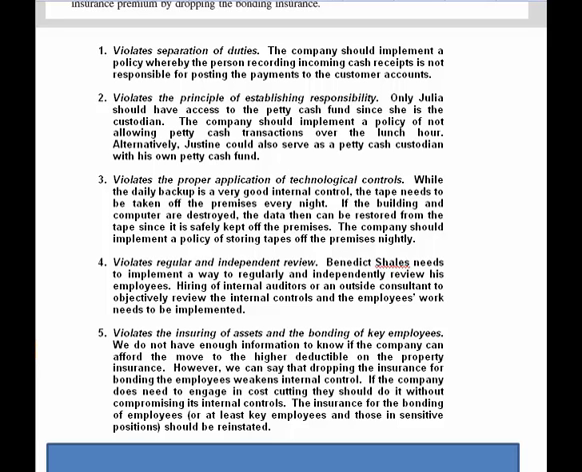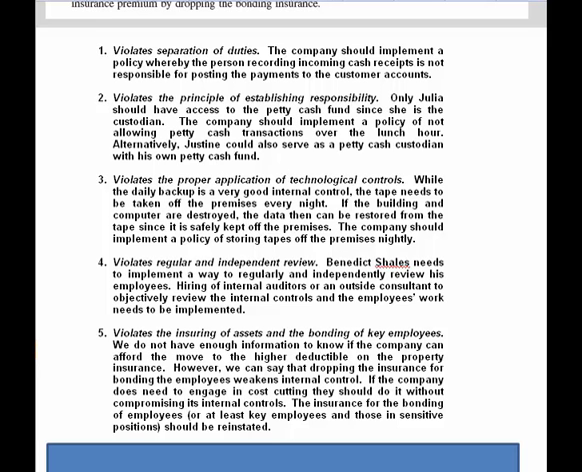Now, we don't have enough information to know if the company can afford the move to the higher deductible, but we can say that dropping the insurance for the bonding of the employees certainly weakens internal control. If the company does need to engage in cost controls, they should do it without compromising internal controls, if possible. The insurance for the bonding of the employees, or at least key employees and those in sensitive positions, should probably be reinstated.